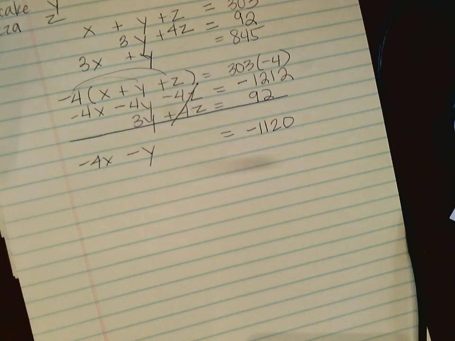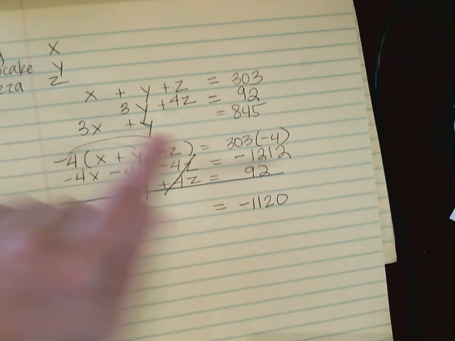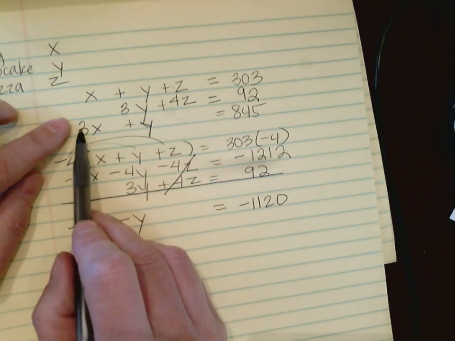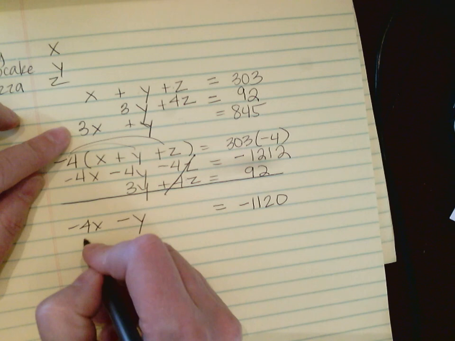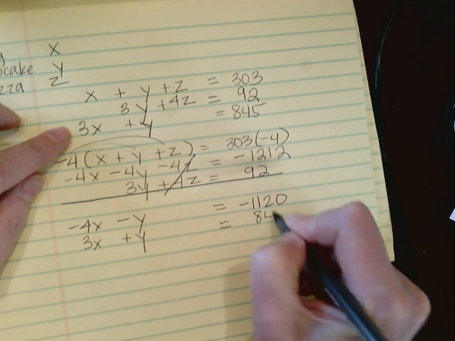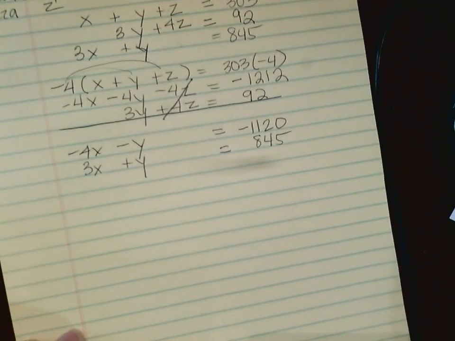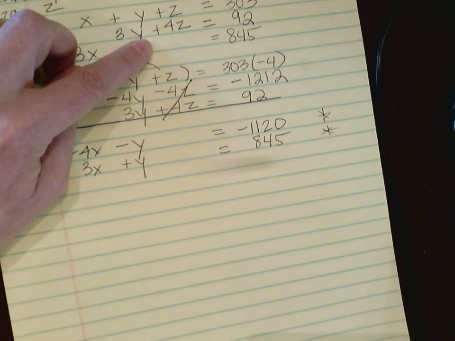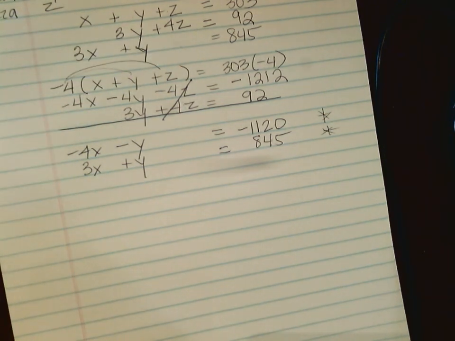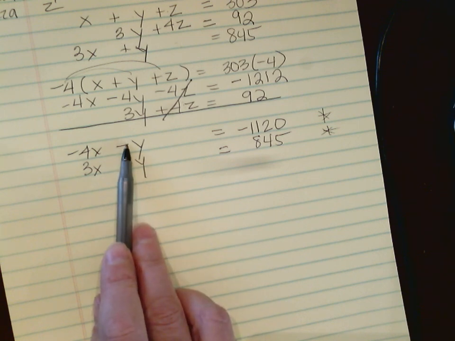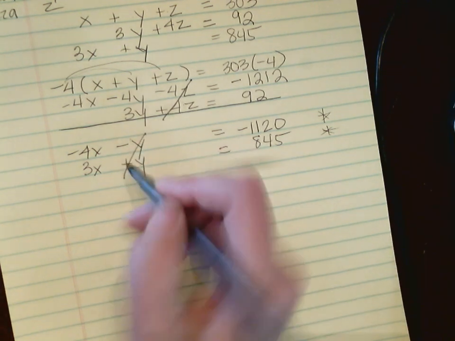So now remember, this third equation here already has an eliminated z. There is no z, which means I can just bring down this equation here. So 3x plus y equals 845. So those are my two starred equations. I didn't even have to eliminate the z again, since it was already eliminated in the third equation. Now you'll notice, if I add these two equations together exactly like they are, the y's will eliminate now. So that's exactly what I want to do.